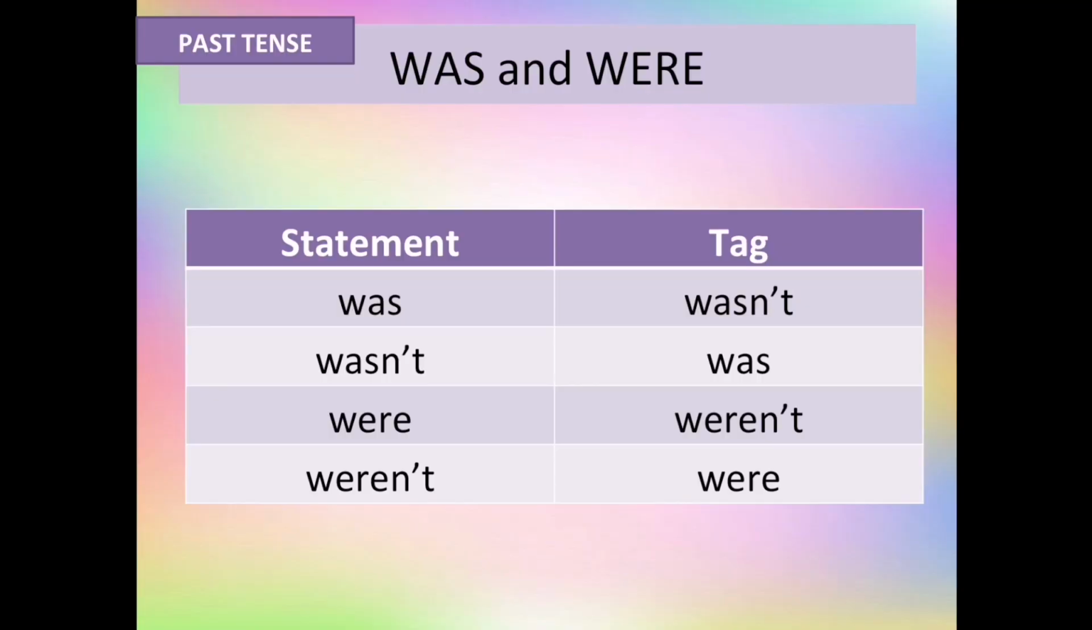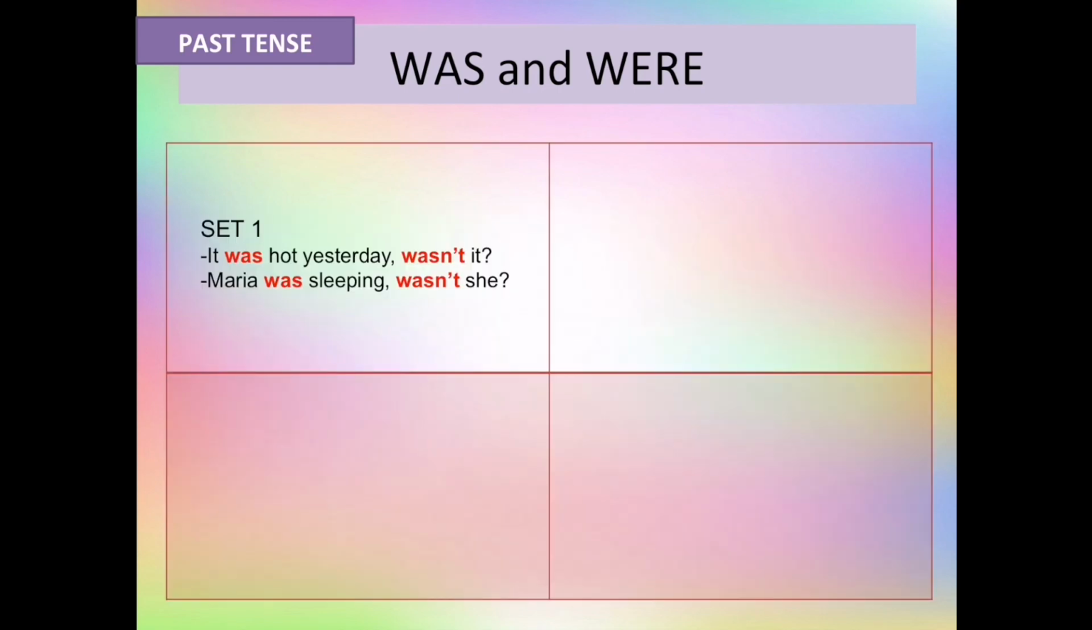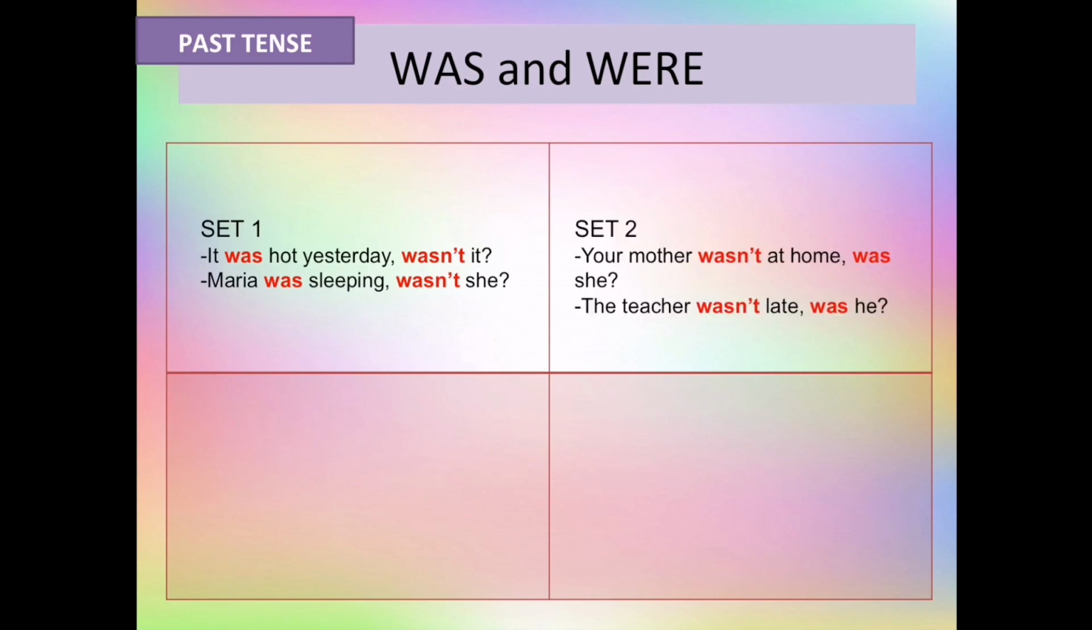Okay, next, let's look at the past tense. Was and were. Was with wasn't, wasn't with was. Were with weren't, weren't with were. Let's look at the sentence examples. Set 1. It was hot yesterday, wasn't it? Maria was sleeping, wasn't she? Was and wasn't. Alright? Your mother wasn't at home, was she? The teacher wasn't late, was he? Wasn't and was. So negative statement and positive tag.